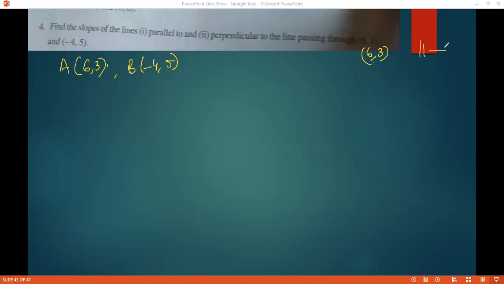When the lines are parallel, slopes are equal. You can observe one thing: this is the symbol for parallel. If you rotate this parallel symbol in the clockwise direction, then it becomes the equal to sign. So slopes are equal. That's why for parallel, slopes are equal. This is the mnemonic; you can remember it easily.